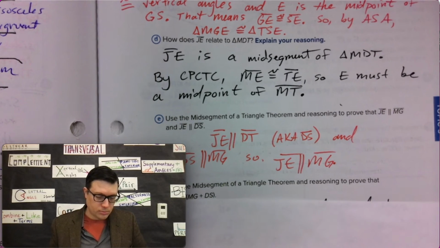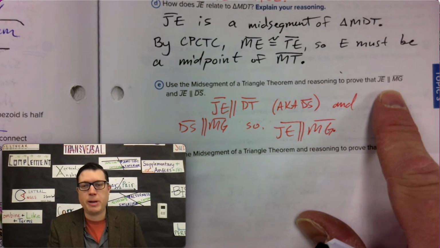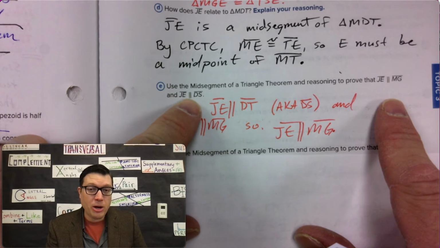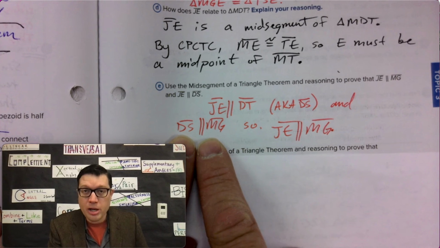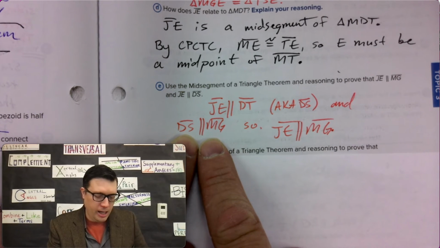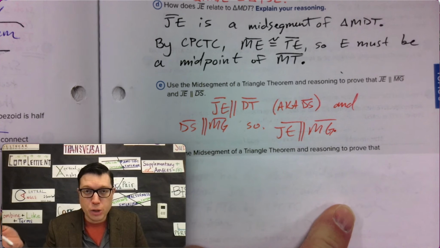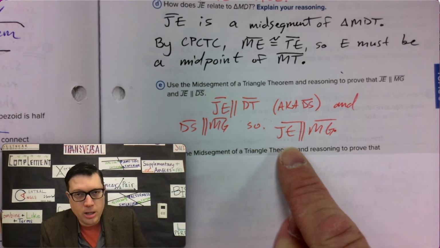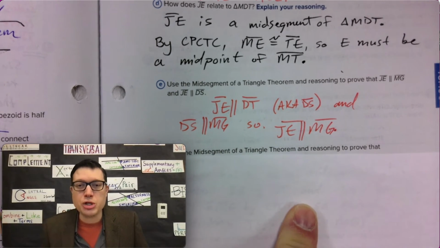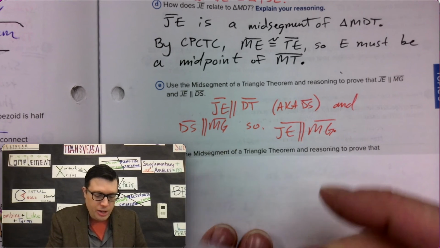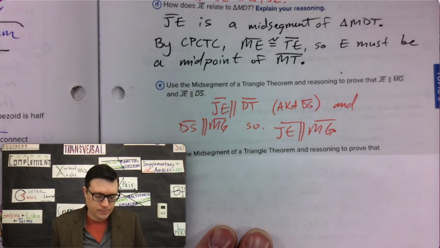Using the midsegment of a triangle theorem and the reasoning, prove that JE is parallel to MG and JE is parallel to DS. Well, these two are parallel. That's DS and MG, the bases of the trapezoid. And JE is parallel to DT because its alternate interior angles are congruent. Also, JE is parallel to MG because of corresponding angles. So all of them are parallel to each other. And so we've established that the midsegment of a triangle theorem creates a midsegment of a trapezoid that is parallel.